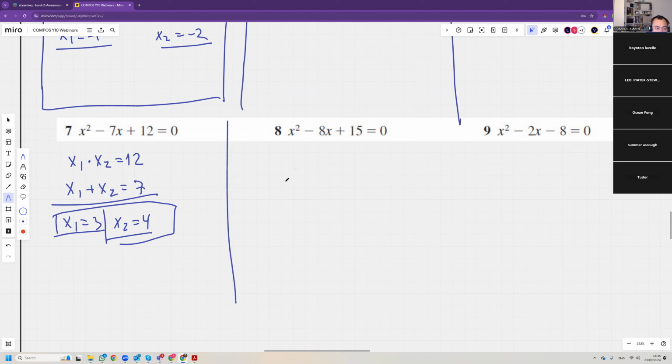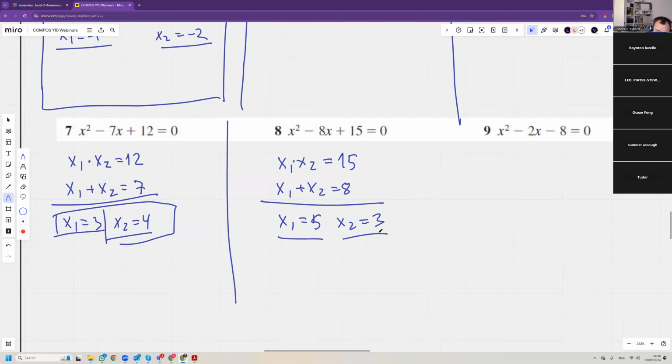Okay, 8, same thing, x1 x2 is 15, and x1 plus x2 is 8. So which two numbers, when multiplied, give you 15, when added 8, that's x1 is 5, and x2 is 3. So remember the sign inversion here, so it's minus b.